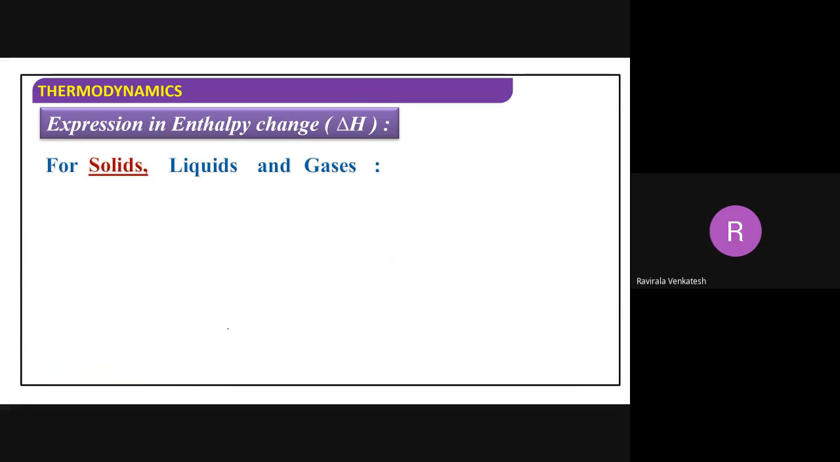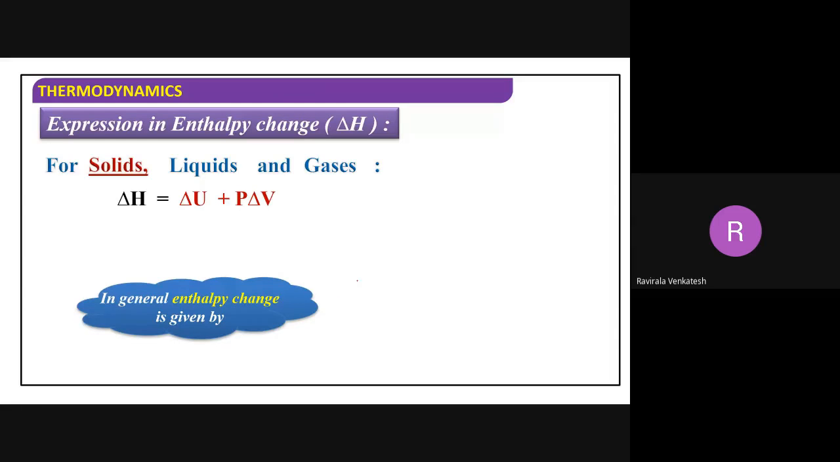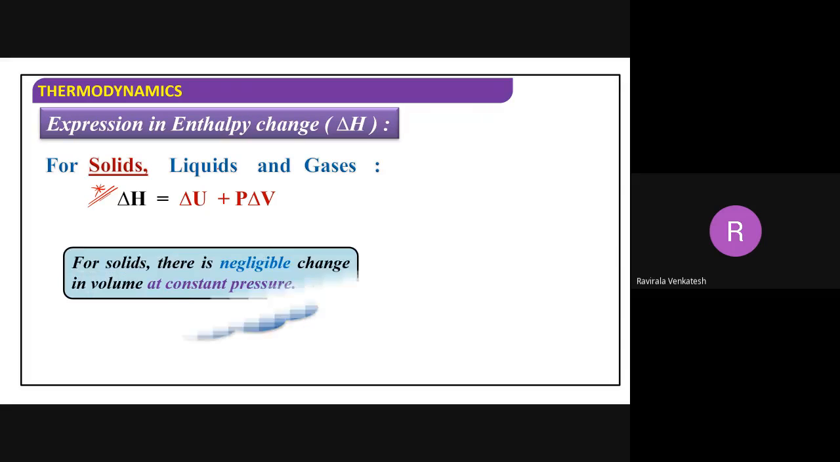So for solids, liquids and gases, we can write delta H is equal to delta U plus P delta V. This is at constant pressure. This is the general equation we are using because most reactions occur at constant pressure. You have to remember this general equation. For solids, there is a negligible change in the volume at constant pressure.